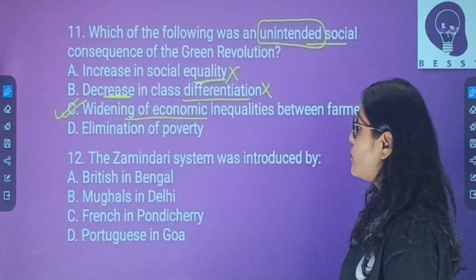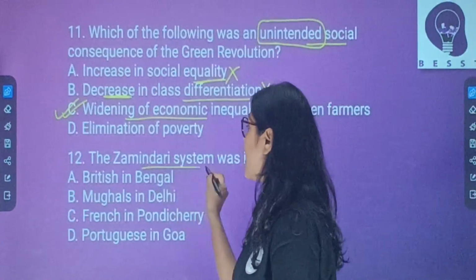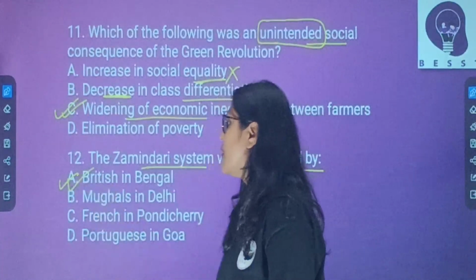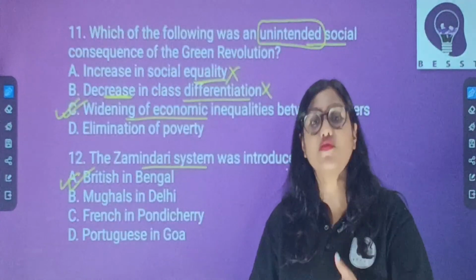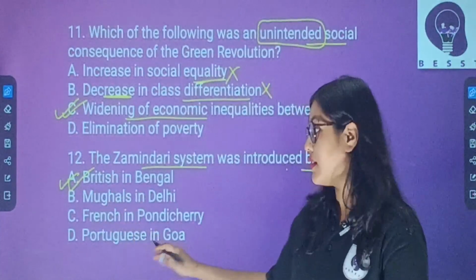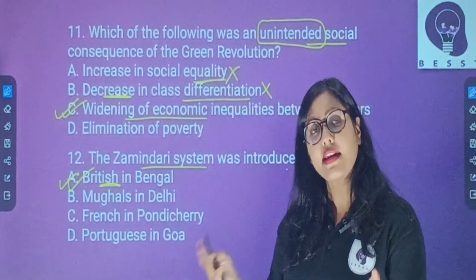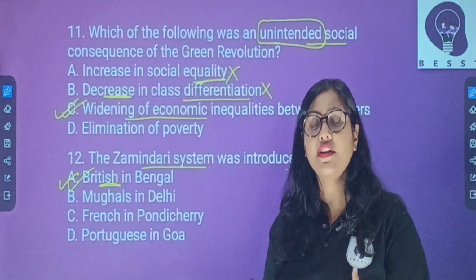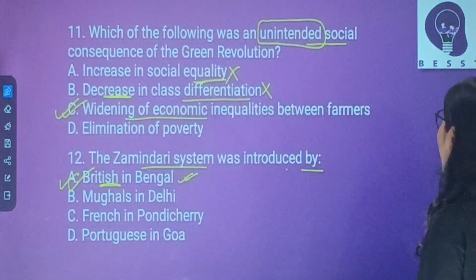Now, come to number 12. The zamindari system was introduced by, who introduced the zamindari system? British, Mughals, French or Portuguese? So it will be option A, because in the whole chapter we have understood what the Britishers were doing, right? Not these other ethnicities. What were the Britishers doing? The Britishers were trying to rule over India, and that is how they consolidated everything. The caste system, the land holdings, everything was consolidated under the Britishers in Bengal. It started from Bengal.